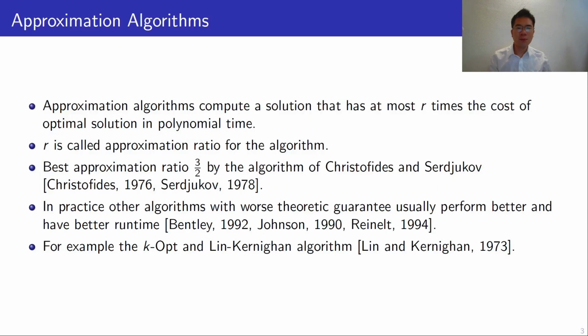Therefore, several approximation algorithms are considered. An approximation algorithm computes a solution that has at most r times the cost of an optimal solution in polynomial time. r is called the approximation ratio of the algorithm. The currently best approximation algorithm with respect to approximation ratio is that of Christofides, which was independently developed by Serdyukov, with an approximation ratio of 3/2.